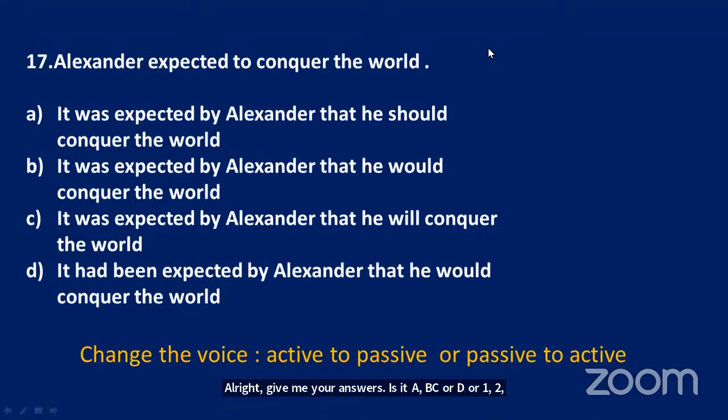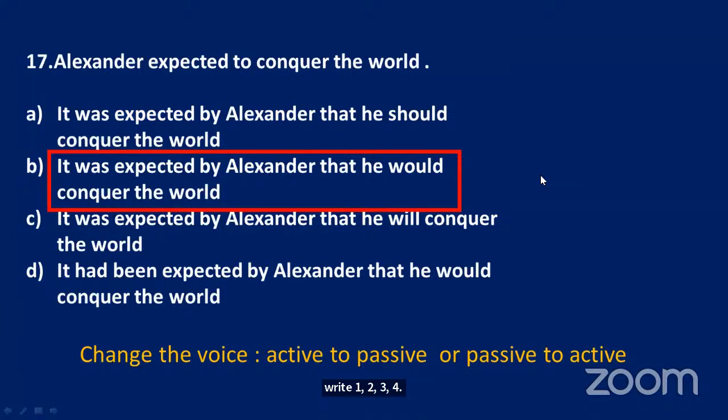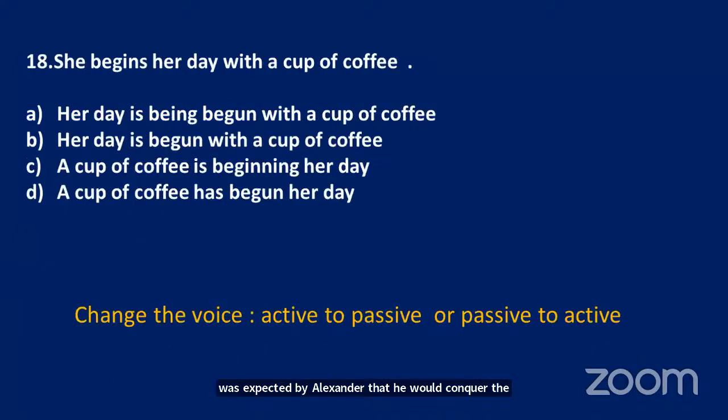Is it A, B, C, or D, or 1, 2, 3, or 4? See, the options are mentioned A, B, C, D, no? So please don't write 1, 2, 3, 4. All right. So many say option B. All right, let's see. Yes, it is B. Perfect. It was expected by Alexander that he would conquer the world. Excellent, students. See the next question.